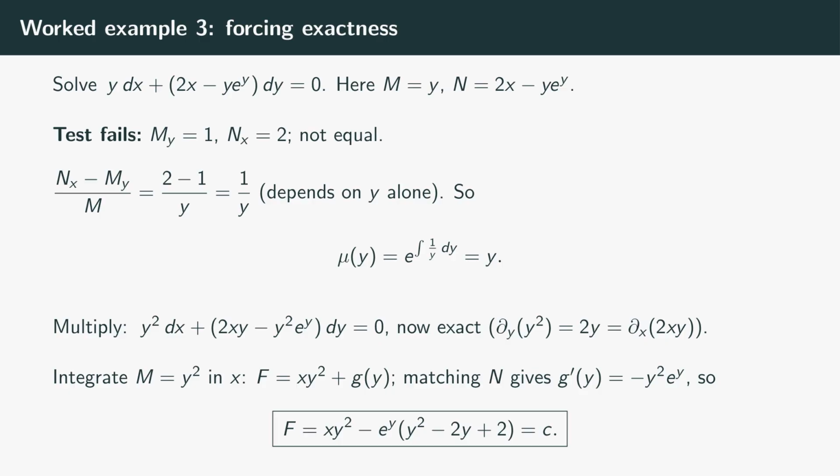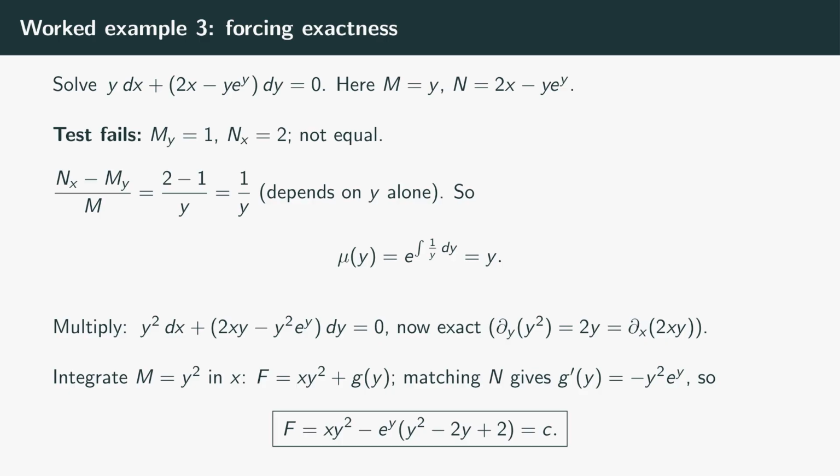Compute n sub x minus m sub y, which is 2 minus 1 equals 1, and divide by m, which is y. That gives 1 over y, a function of y alone, so the integrating factor is e to the integral of 1 over y, which is just y. Multiply the whole equation by y. Now m becomes y squared, and n becomes 2xy minus y squared e to the y.